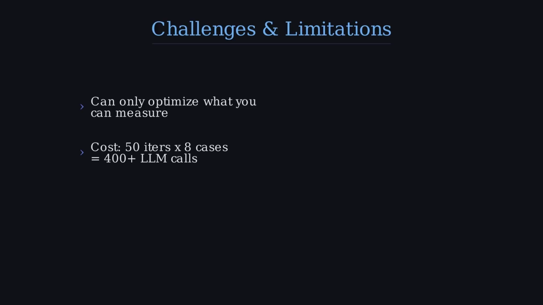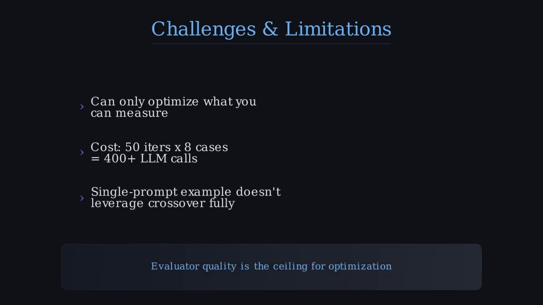Of course, there are limitations. GEPA can only optimize what you can measure, so your evaluator quality is the ceiling. Cost adds up. 50 iterations with 8 test cases means over 400 LLM calls. And the example only optimizes a single prompt. Multi-agent systems would better leverage GEPA's crossover capabilities by optimizing multiple prompts simultaneously.